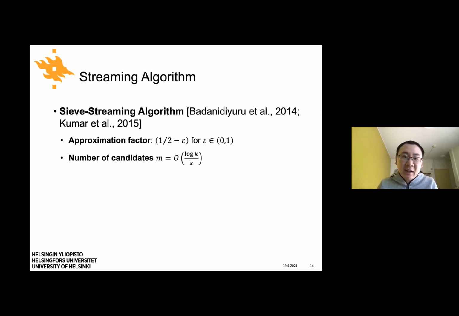The approximation factor of the safe streaming algorithm is 1/2 minus epsilon for an arbitrarily small epsilon from 0 to 1. The number of candidates maintained by the safe streaming algorithm is O(log k over epsilon). Here we can see if the epsilon is smaller, the approximation ratio is better, but more candidate solutions must be maintained. And if the value of epsilon is larger, then fewer candidates will be maintained. So we can make a trade-off between the approximation ratio and the space and time complexity by adjusting the value of epsilon.